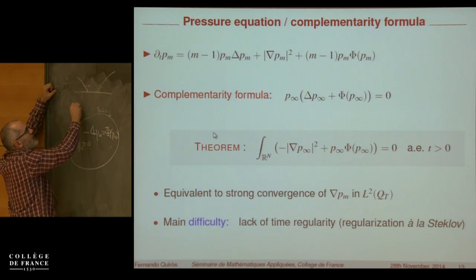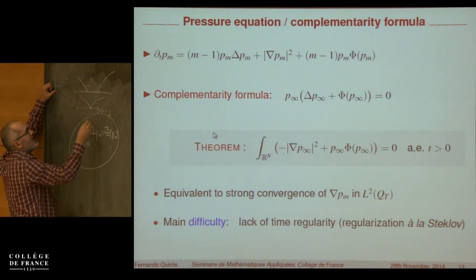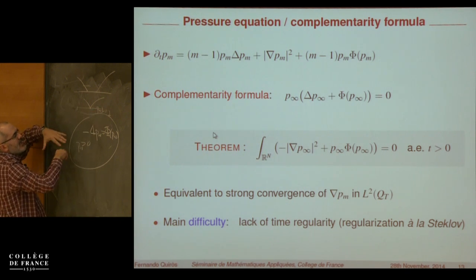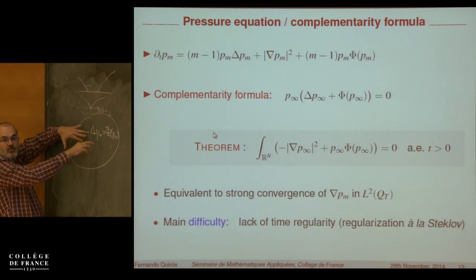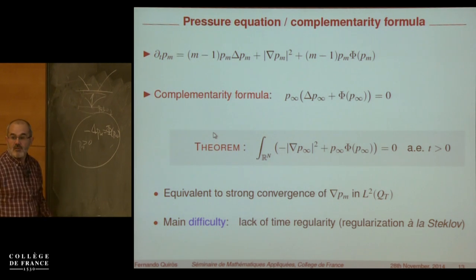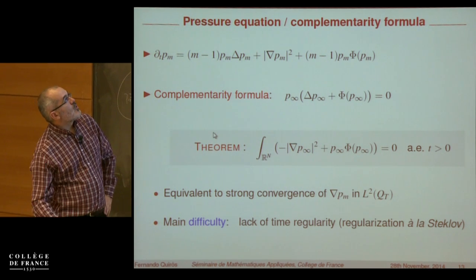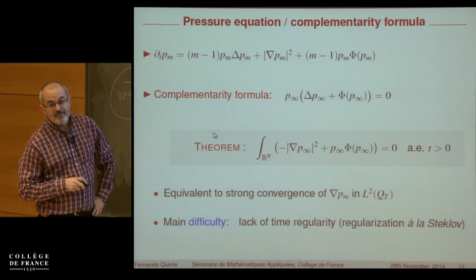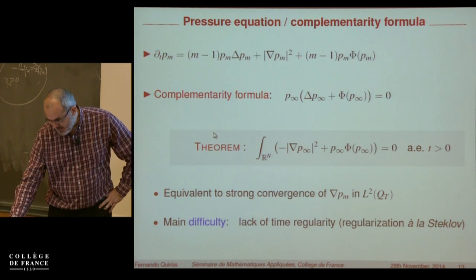When these two things meet, the domain occupied by the tumor is now this bigger set, and since p is a solution of this elliptic equation, p will jump immediately here. So you will have an immediate jump of the pressure, and this leads to very poor regularity in time. So that's the difficulty here.